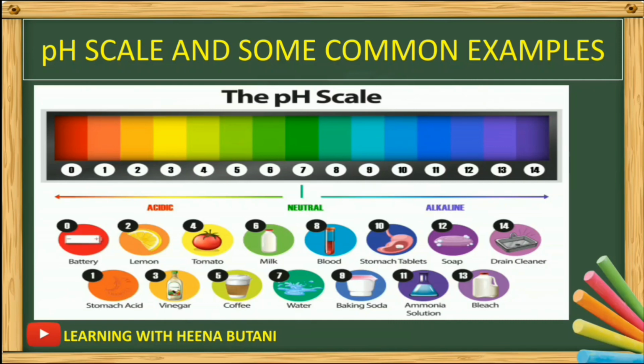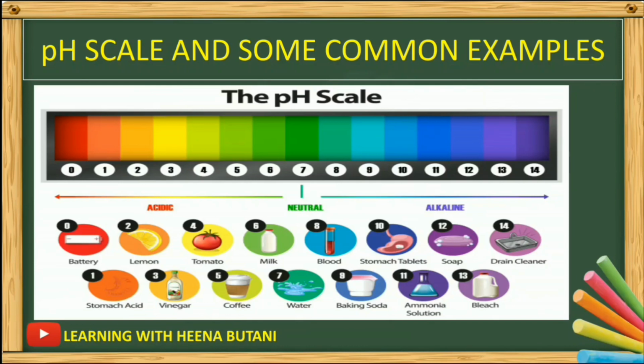Coffee, again acidic, has pH 5. Milk has pH 6 which is slightly acidic in nature. So if you understand the concept of acidity, we should not drink milk during acidity or to cure the acidity. It will increase the acid content in the stomach. Then pH 7, that is pure water. It is neutral in nature and it has pH 7.